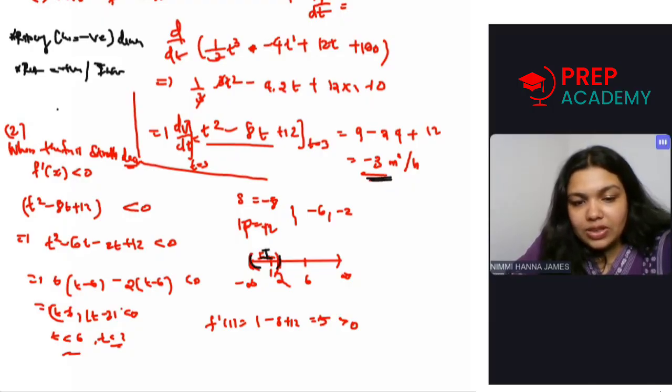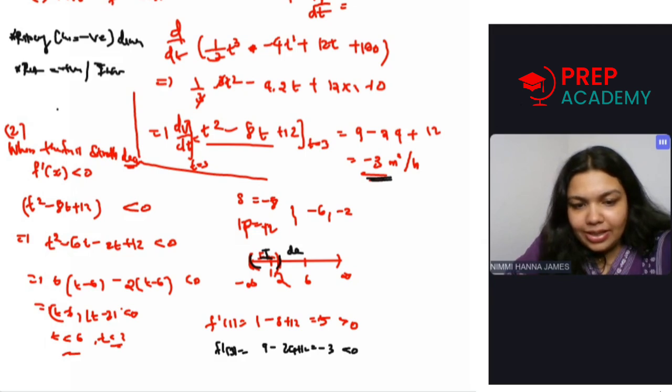Now in the second one, 2, 6, I am taking 3, any arbitrary number from that. So we have 3 square is 9, minus 24 plus 12, so it is minus 3. So this is less than 0 here. So in this interval, it is decreasing.